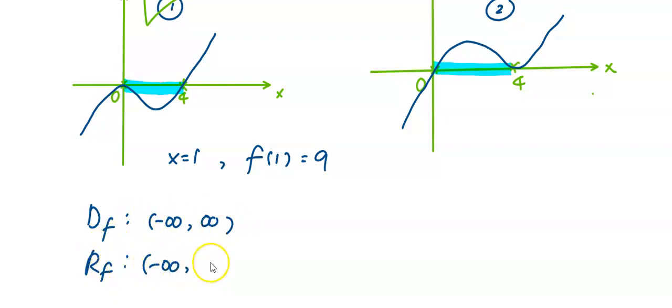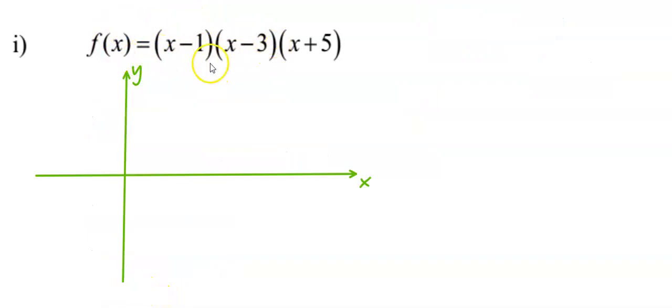So our domain and range still will be from negative infinity to infinity for any cubic function. For this function, sketching the graph is actually very simple. We first get the roots. We let f(x) equal 0, meaning that we are getting the x-intercepts.